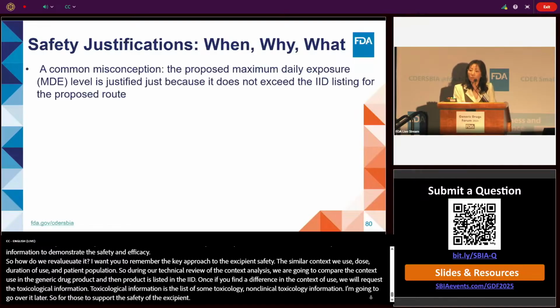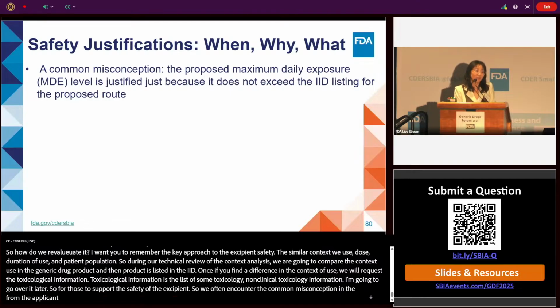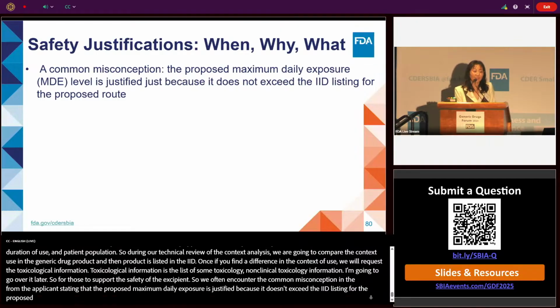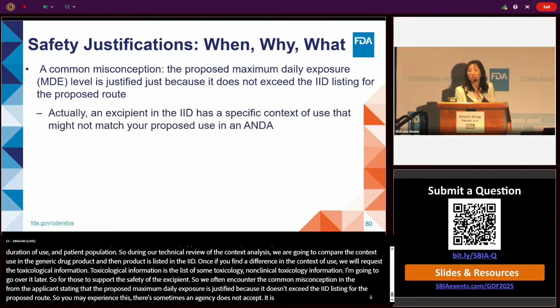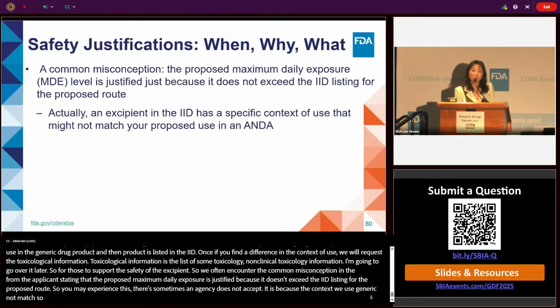We often encounter a common misconception in the justification from the applicant, stating that the proposed maximum daily exposure (MDE) level is justified because it does not exceed the IID listing for the proposed route. You may experience that sometimes the agency accepts it, sometimes not. It is because the context of use does not match, especially the duration of use and patient population.